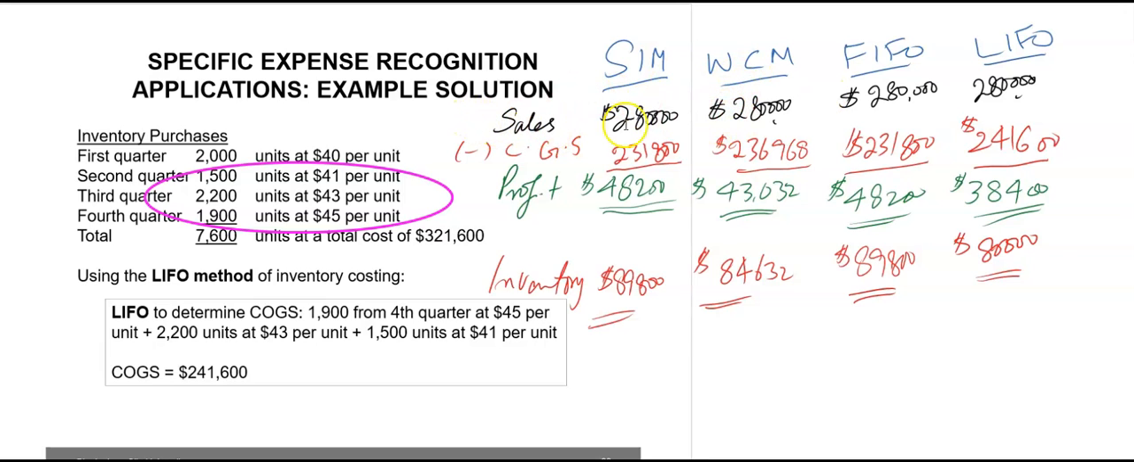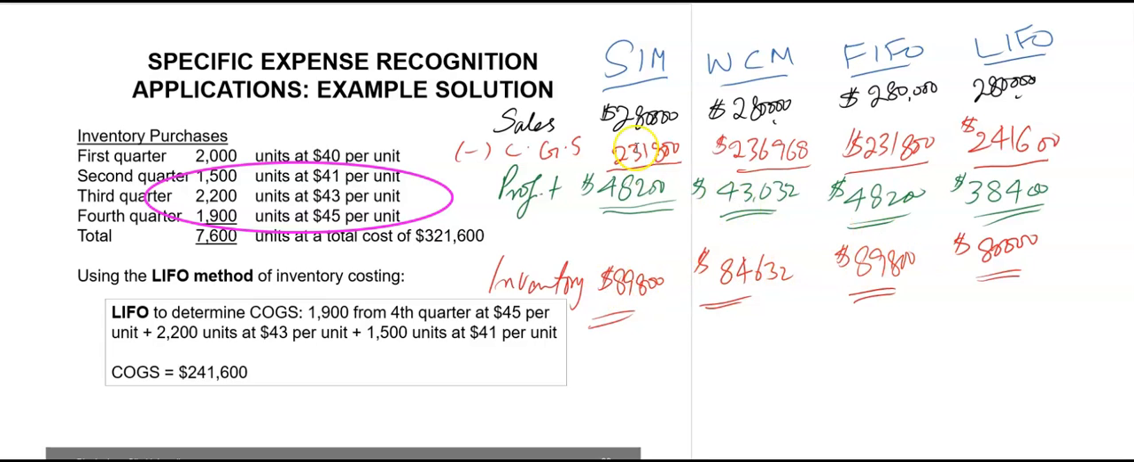So we see the sales in all the 4 methods is the same. However, the cost of goods sold varies from one method to the other, except for the specific identification method, which has the same numbers as the FIFO because it assumes the same flow of cost and inventory as the FIFO method. And we also see that profitability varies because the cost of goods sold varies from one method to the other. And this also has an effect on the inventory reported on the balance sheet.